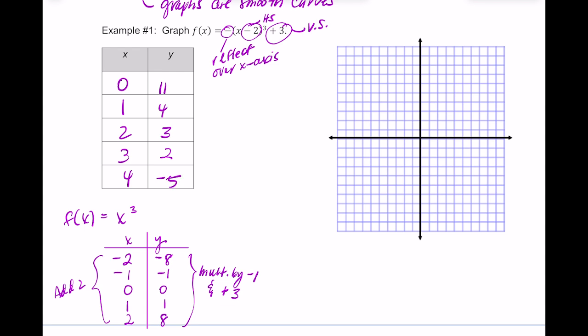Now I'm going to plot these points. So 0, 11 would be right about there. 1, 4 would go here. 2, 3 is going to go here. 3, 2. And then 4, negative 5. The shape of a cubic function, an x to the third, looks like this. So we know that it took x to the third, reflected it over the x-axis, and then shifted it to the right 2 and up 3.